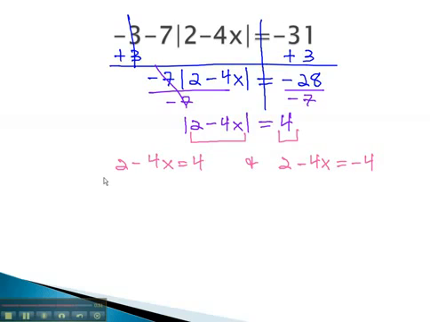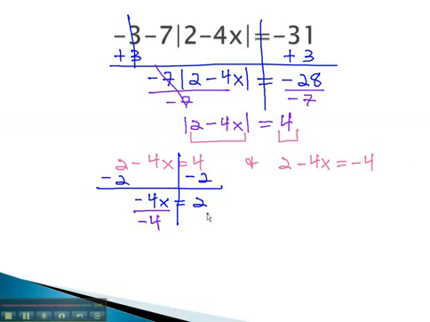We can quickly solve these two-step equations by first subtracting 2 from both sides, giving us negative 4x equals 2, and finally dividing both sides by negative 4. This gives us x equals, after reducing, negative 1/2.